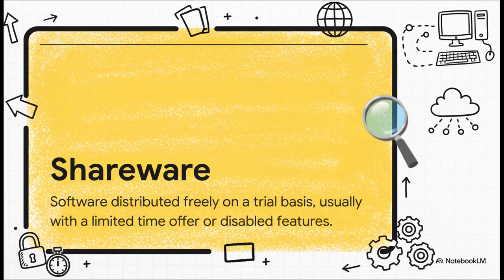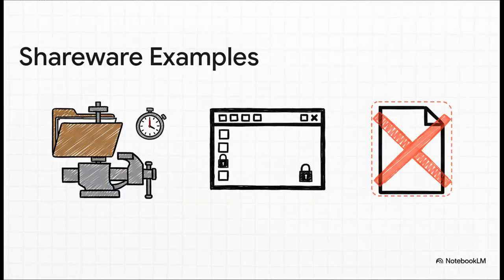Next is shareware. This is the classic try before you buy model. You get to download and use the software for free, but there are always strings attached. Maybe it only works for 30 days, or maybe some of the coolest features are locked until you pay up. A great example is a tool like WinZip for compressing files, or maybe a trial version of a big program like Adobe Acrobat Pro. They give you a little taste, just enough to show you how great it is, hoping you'll decide it's worth buying the whole thing.